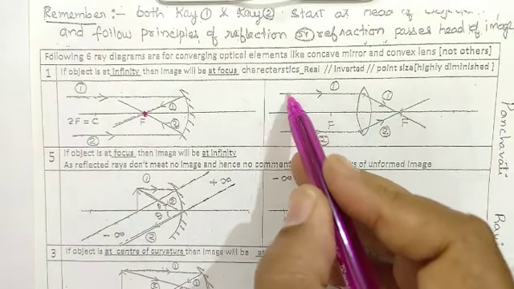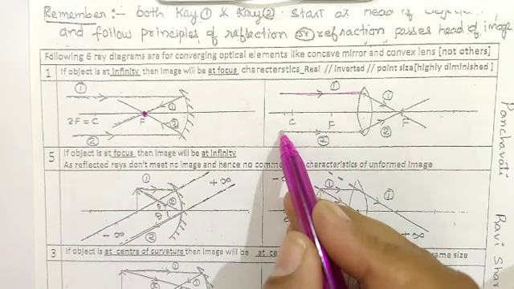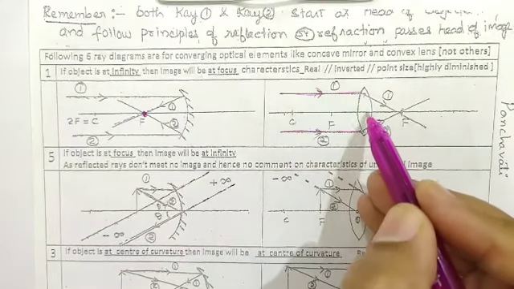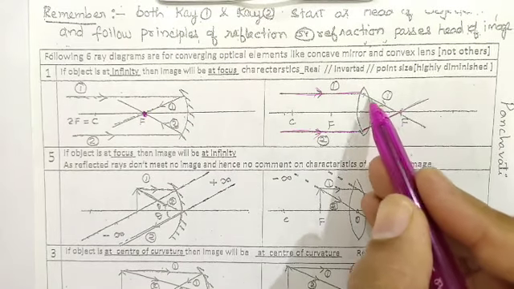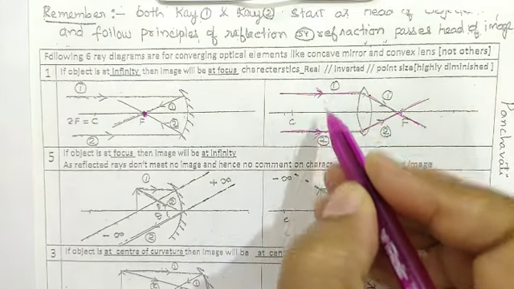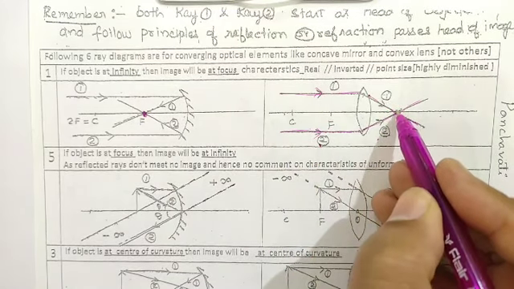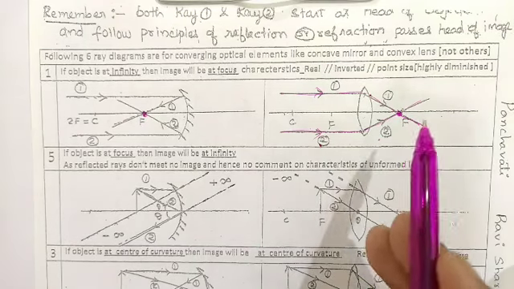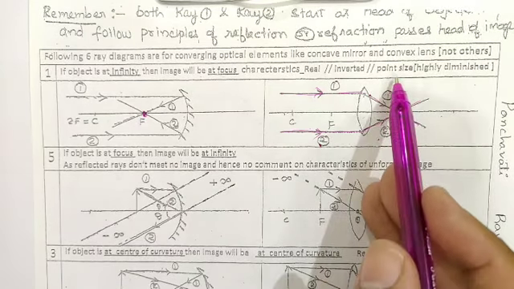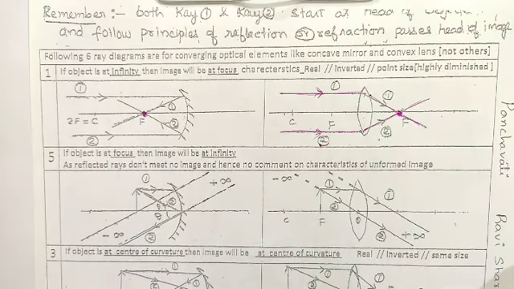Similarly, this ray is coming from the head of the object from infinity. After refraction from the convex lens, they pass through a point. So these two are incident rays, these two are refracted rays. Meeting point is a point image. This is a real image because you can keep a screen and capture this. Inverted and point size, highly diminished.